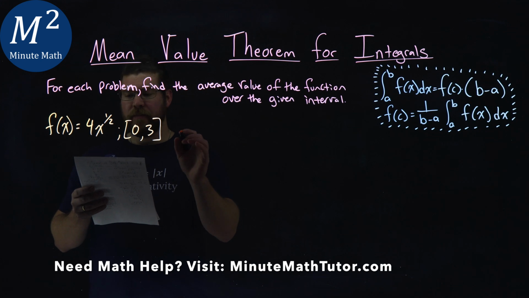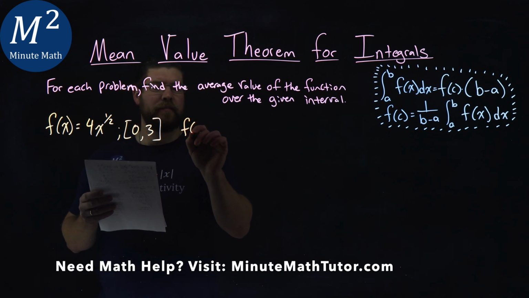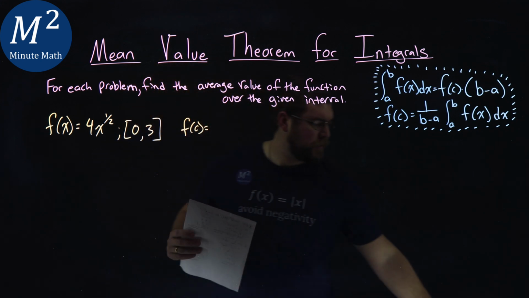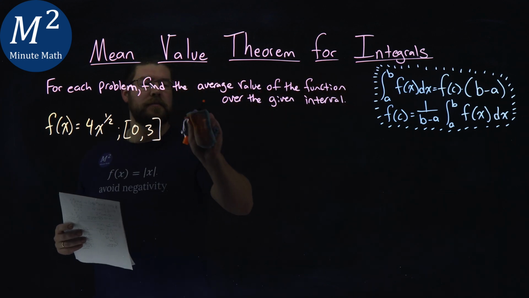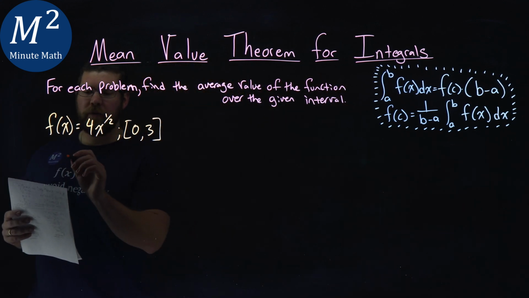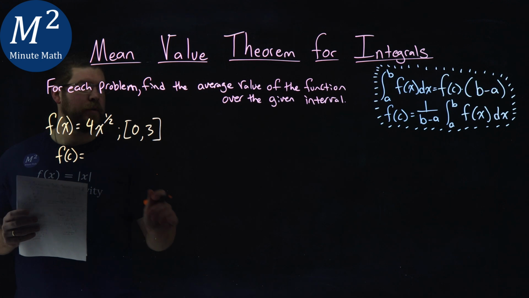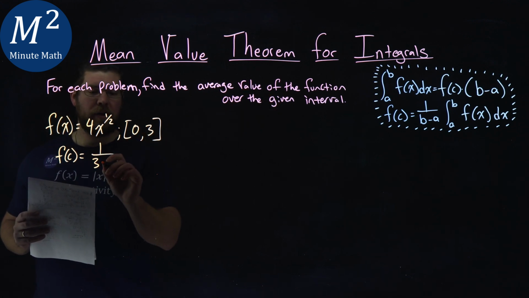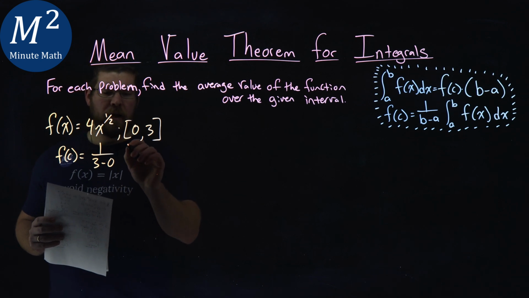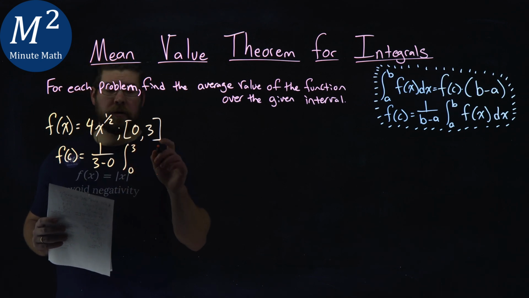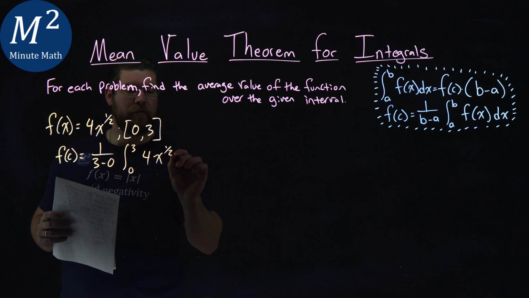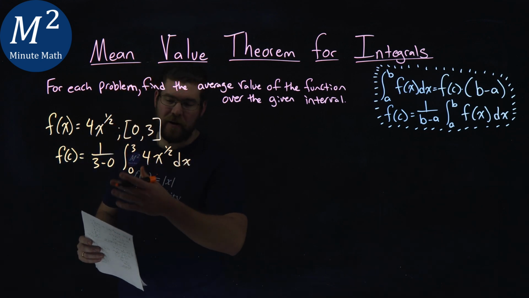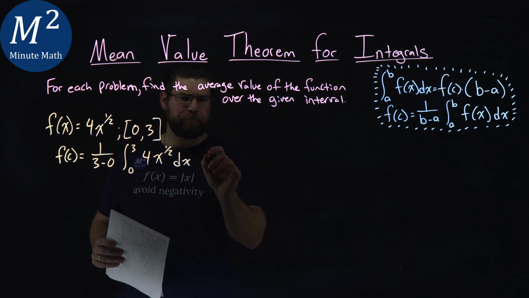Our f of c value here is equal to, actually let's put it below. I like to set it up below first. We want to find that f of c value, and we use a formula: 1 over b minus a, my b value being 3 and my a value being 0, times the integral from 0 to 3 of our function, 4x to the 1/2 dx. You set it up, that's half the battle right here.